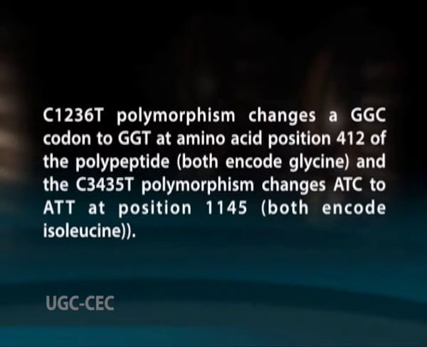In the MDR1 protein, for example, the C1236T polymorphism changes a GGC codon to GGT at amino acid position 412 of the polypeptide, both encode glycine, and the C3435T polymorphism changes ATC to ATT at position 1145, both encode isoleucine.